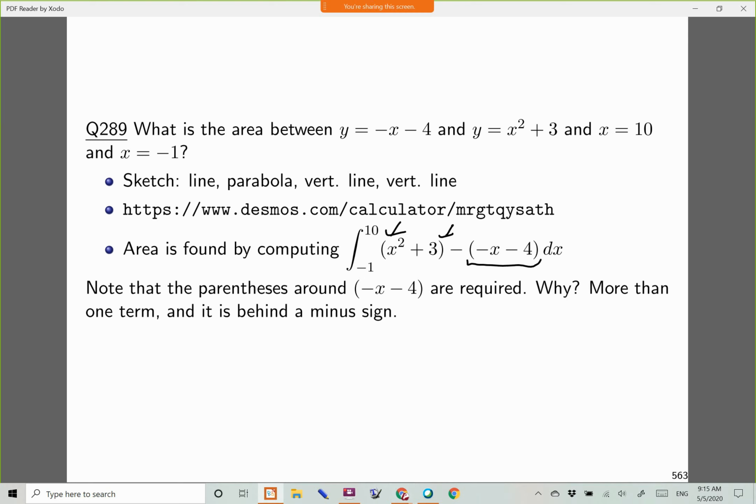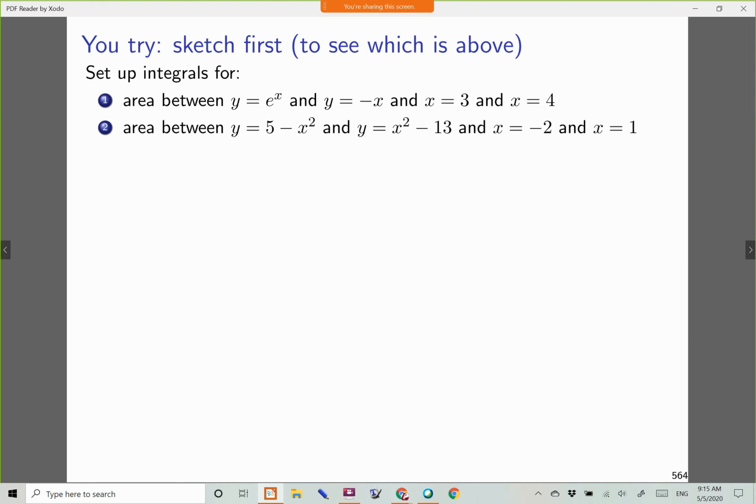Okay, I would like to then ask if you would take a moment to try these. There's two separate questions here. It's just integral setup. You don't have to go all the way through to get the number here. So set up an integral for, first of all, the area between y equals e to the x and y equals -x and x equals 3 and x equals 4. That's the first one. And then the next one is set up an integral to represent the area between y equals 5 minus x squared and y equals x squared minus 13 and x equals -2 and x equals 1. I'll give you a moment to work on these, but then in several minutes the rest of the slide has some of this worked out.